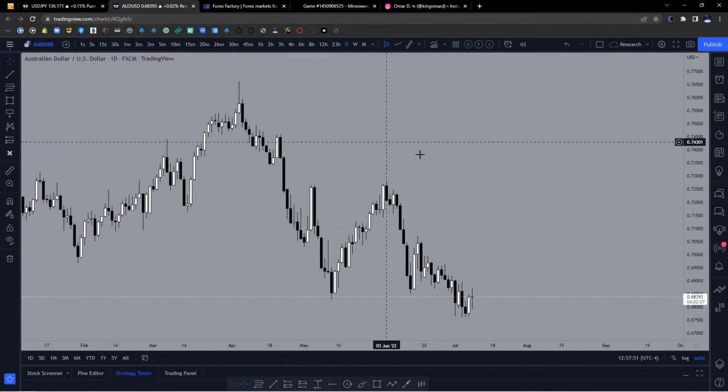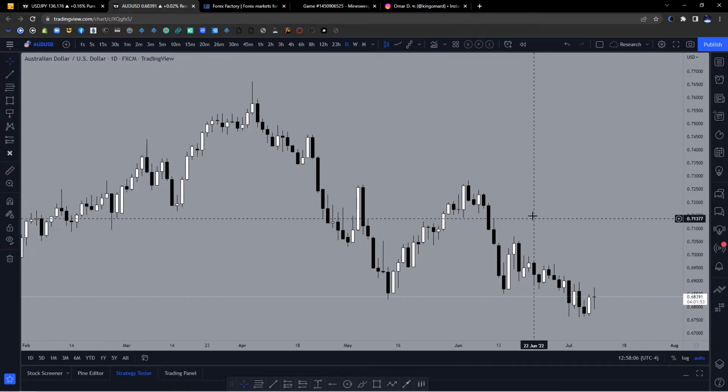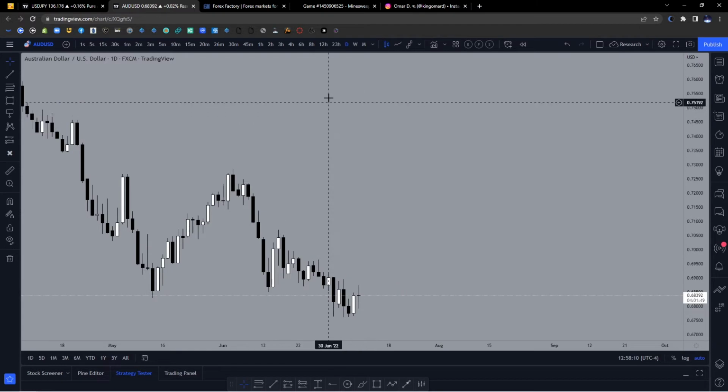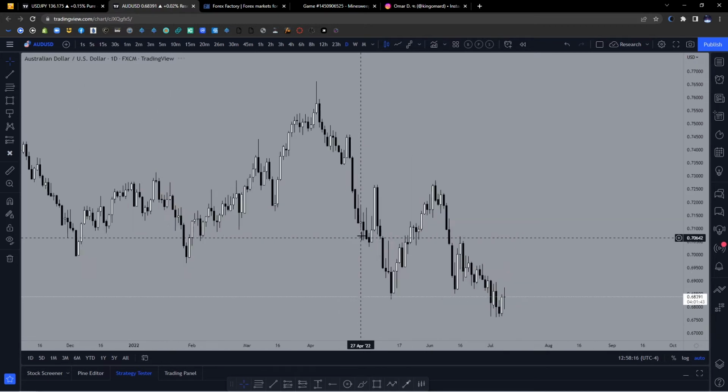Now don't worry, there are other concepts like breaker blocks, fair value gaps, imbalances, accumulation blocks, mitigation blocks, vacuum blocks, propulsion blocks. There are a lot more concepts out there, so if you guys want any more information, then just let me know. But I figured order blocks, they're actually the most asked video, so I'm going to go ahead and cover that here.